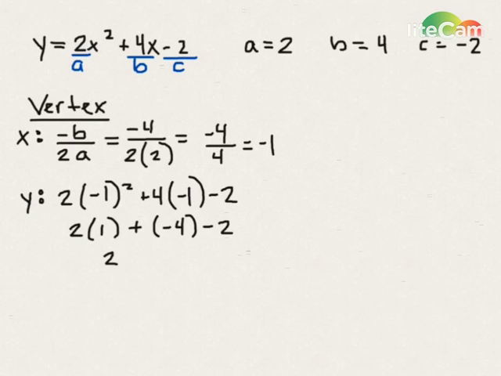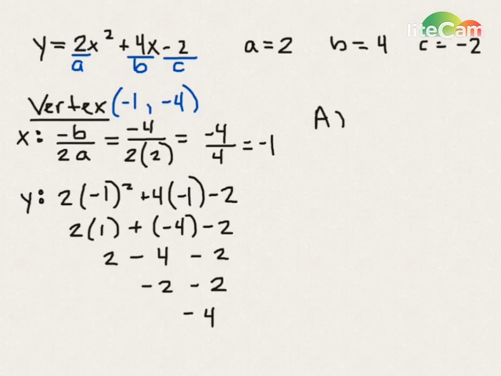Whenever we add a negative, it becomes subtraction. So that's going to be minus 4 and then minus 2. 2 minus 4 gives us negative 2. And then negative 2 minus 2 gives us negative 4. So the vertex is going to be negative 1, negative 4.